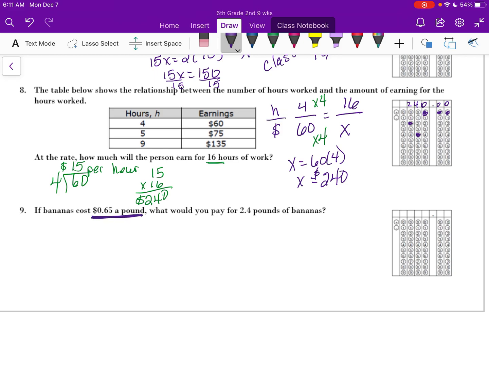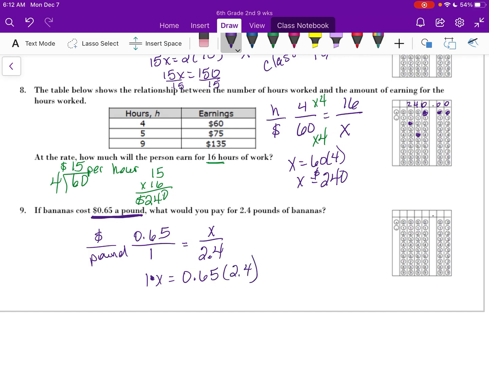So we know it's 65 cents a pound. So it's money per what? Per pound. So it's 65 cents. Notice I am putting the decimal. And it's 1 pound, right? 65 cents a pound. So we put the 1 at the bottom. And we want to know how much it is for 2.4 pounds. Okay, and when we look at that, if we do cross multiply, well, 1 times x equals 65 times 2.4. So x will equal whatever that equals, 0.65 times 2.4.